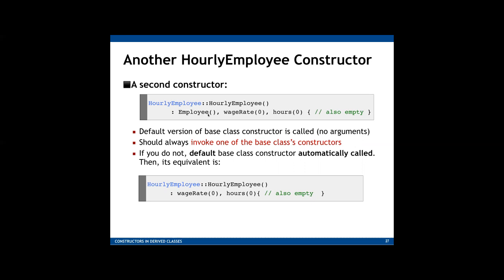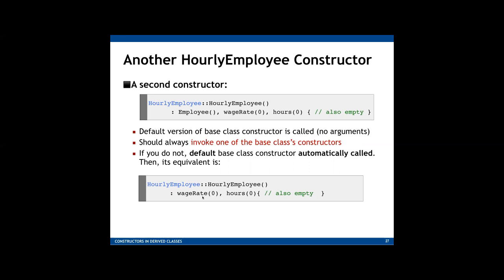Here we explicitly invoke the default constructor of the Employee class. Because there is no argument, we are calling the default constructor for the Employee class. Here, because we did not call any constructor of the base class, the default constructor of the base class is invoked automatically. So these two are equivalent in that the default constructor for the Employee class is invoked.